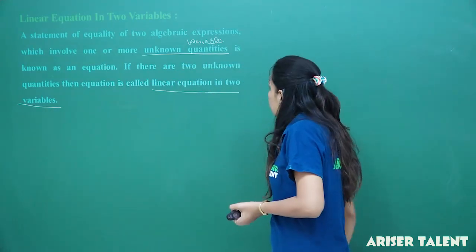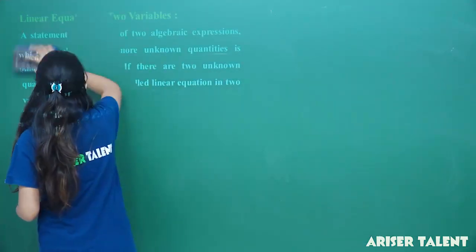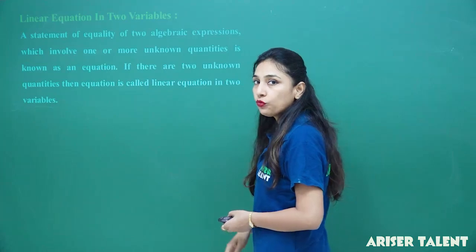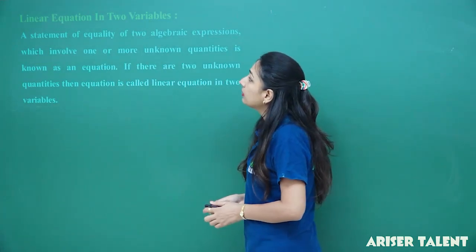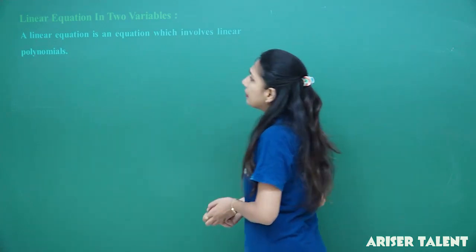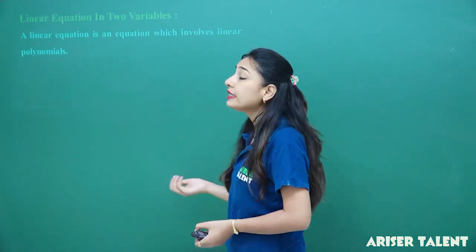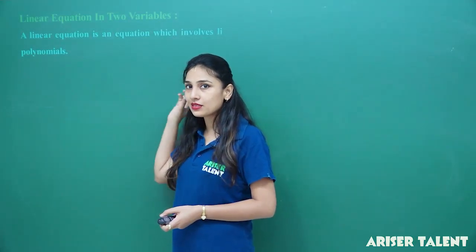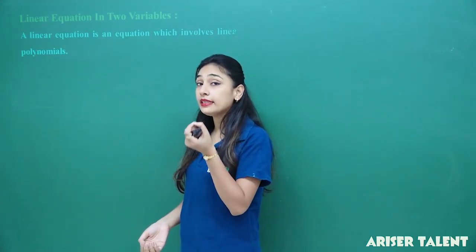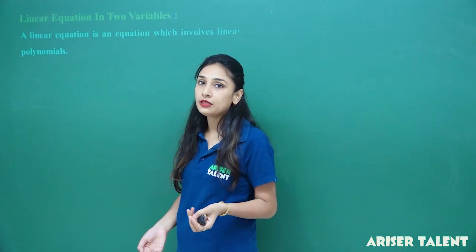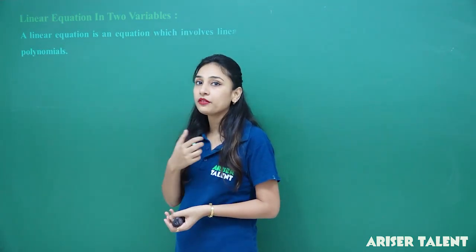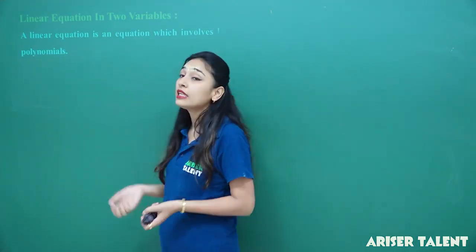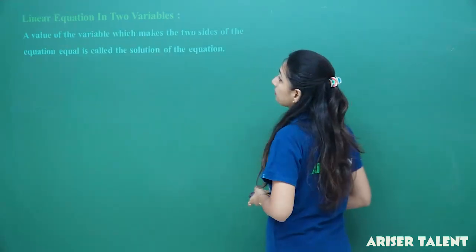Okay. So students, you note this definition part, right? So we can move forward and let's talk about the next, linear equation in 2 variables. A linear equation is an equation which involves linear polynomials. I have told you about linear polynomials. So is this clear to you now, guys? Okay, we have discussed all these small details which are basic and which we have to know, right? Because these are our basics, so we should know them in a better way.